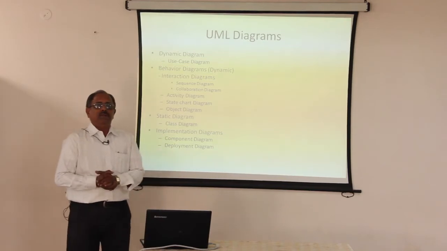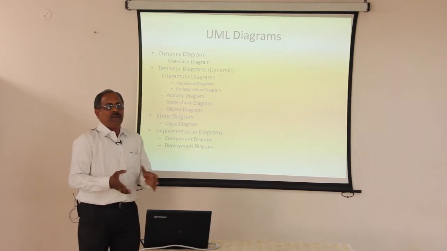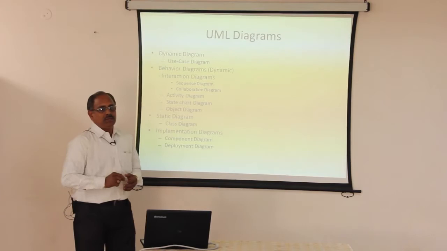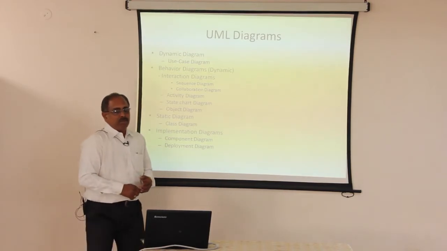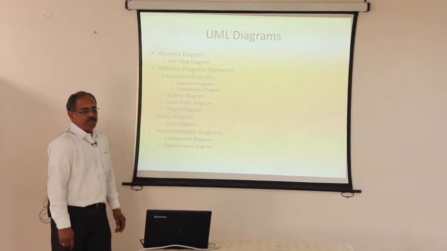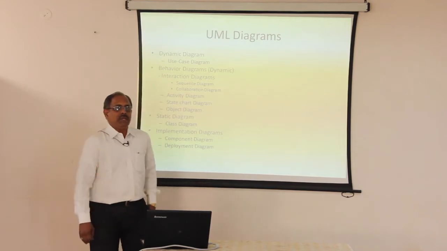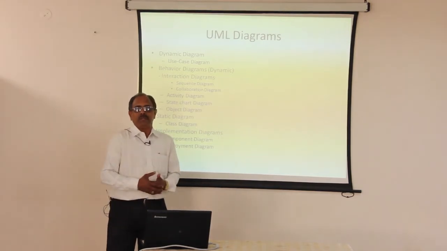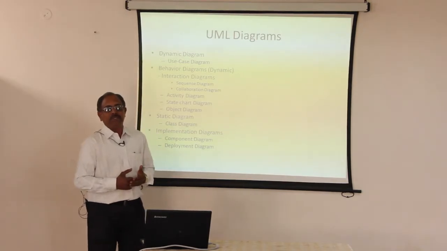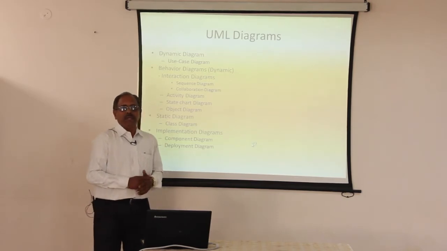Using the UML, we can draw 9 types of diagrams. These 9 diagrams define the entire application environment right from the requirement collection till the implementation. The diagrams we use include the use case diagram, and the second one is the behavior diagrams, which are called the dynamic diagrams. These dynamic diagrams give the business flow. We call it business engineering. The business engineering flow or procedures are implemented in the dynamic diagrams.